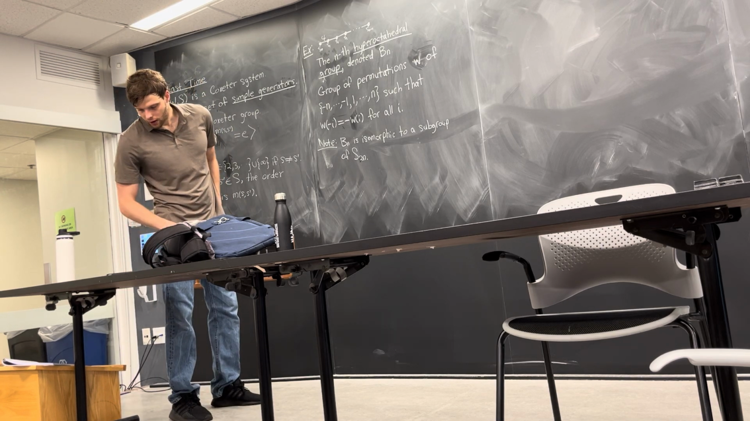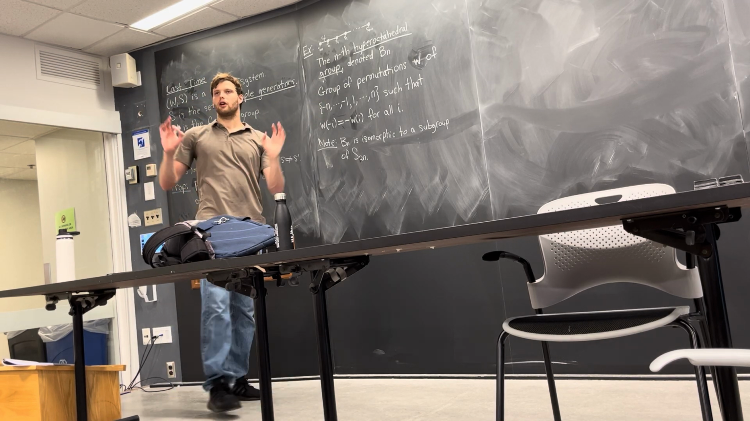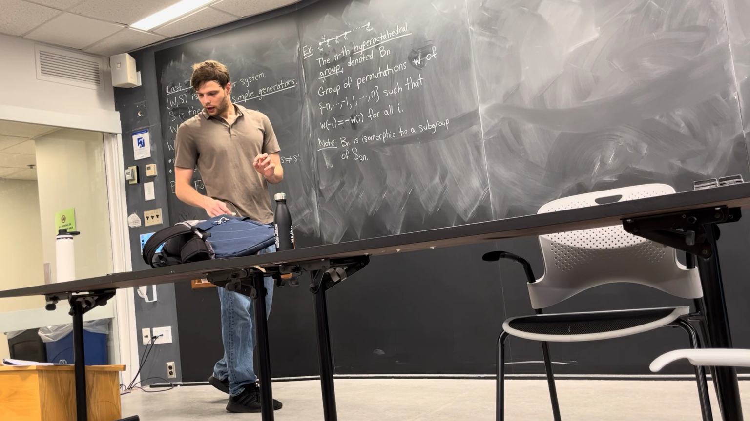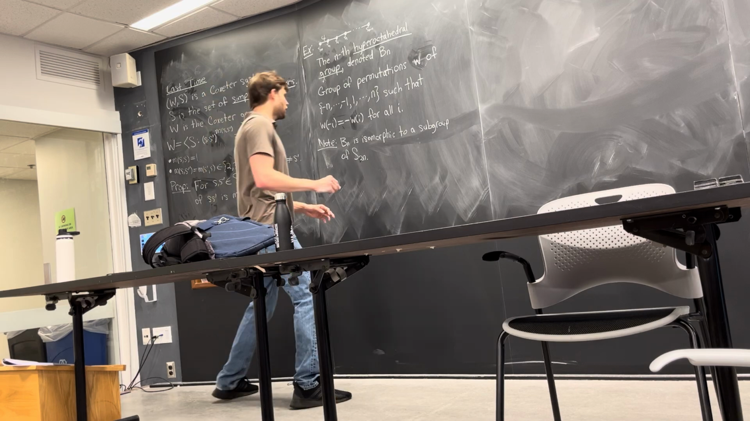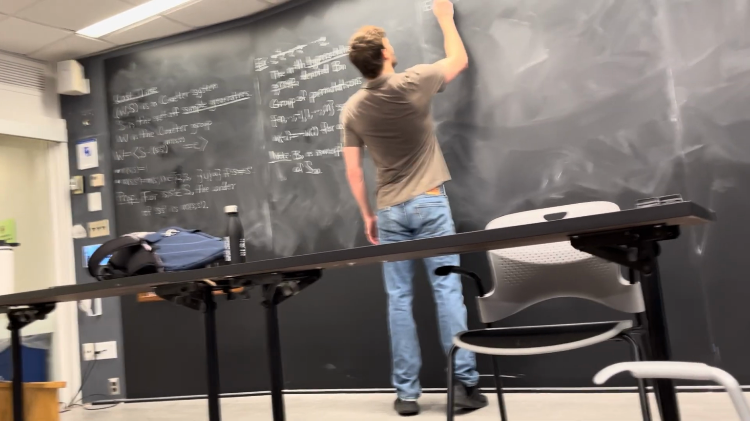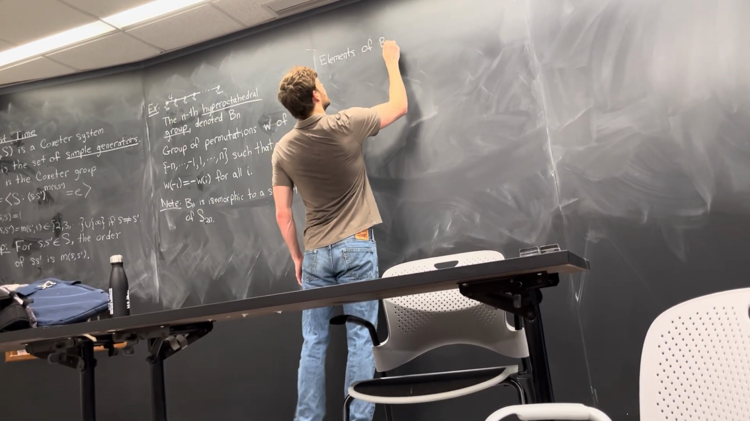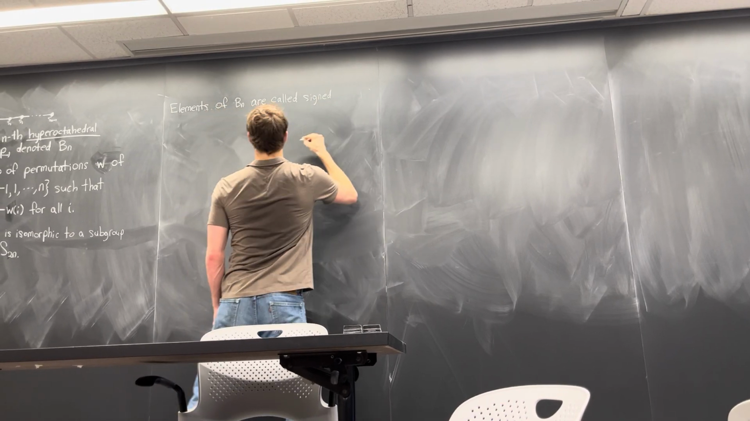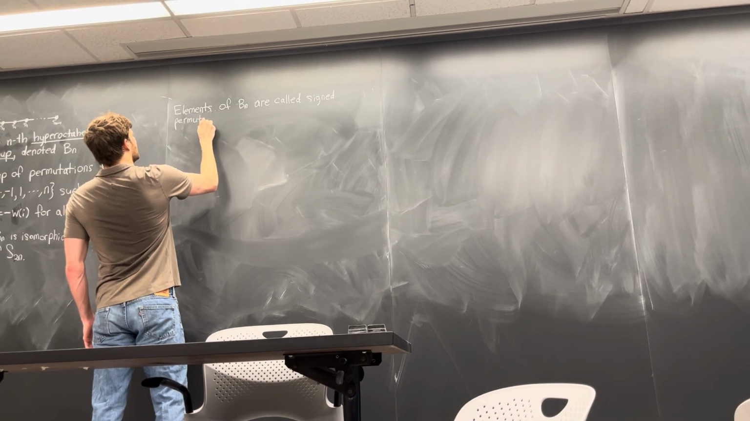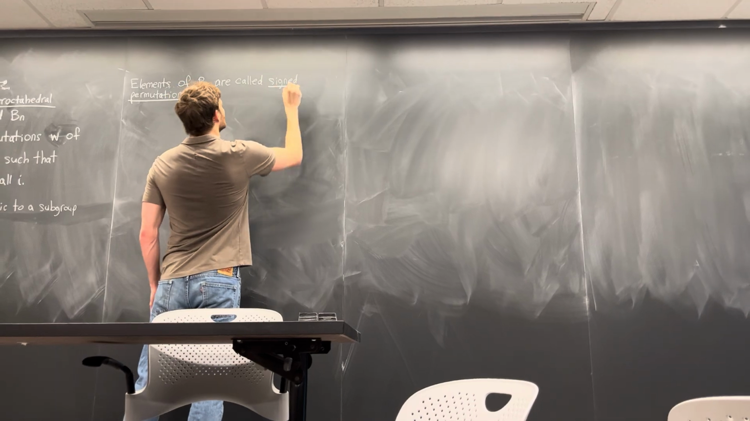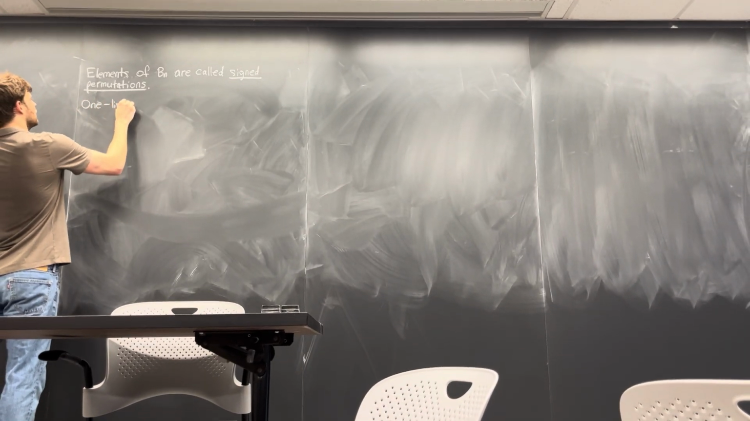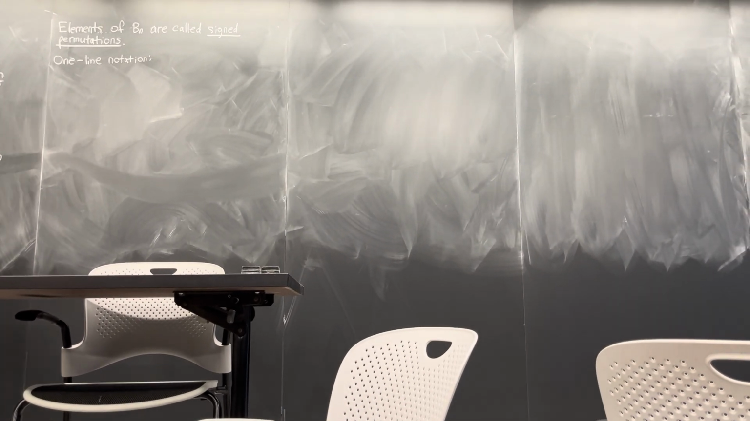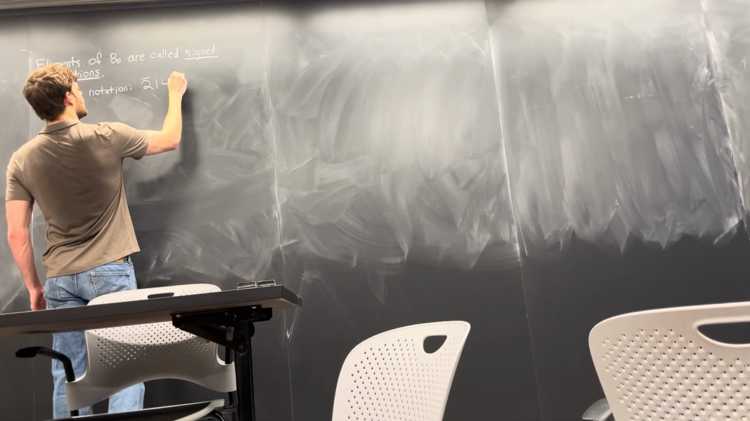Let me also mention that in the case of the symmetric group, remember there's a one-line notation that you can use to represent a permutation. And similarly here, there's a one-line notation. So the way we do this is, okay, let me phrase it this way. Elements of Bn are called signed permutations. And they have a one-line notation which looks something like, let's take, say 2, 1, or 3, but I'm going to put a bar over some of the numbers.